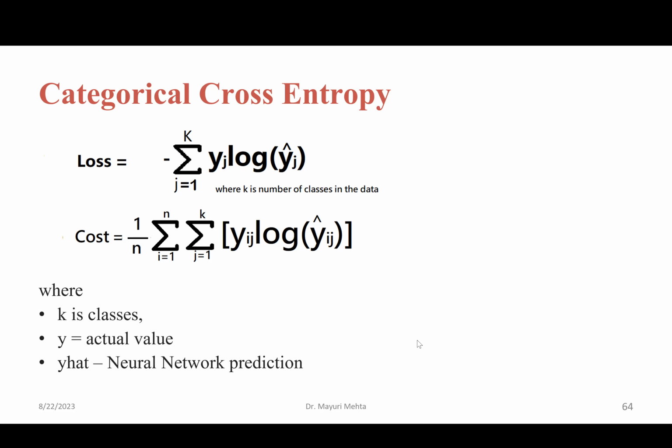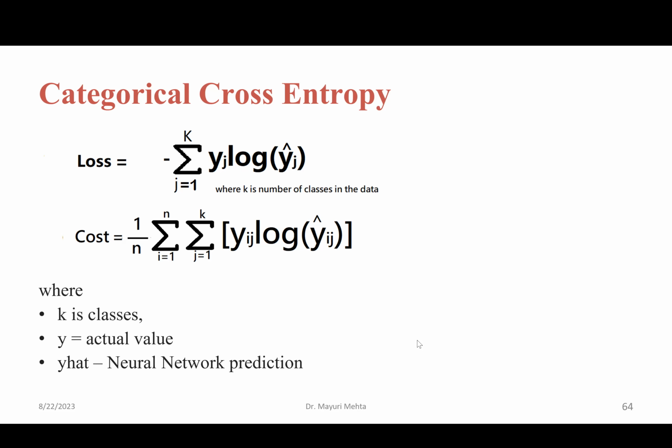One more difference I'll tell you. Loss function: different loss functions can be used for different tasks or problem domains. As we discussed, different loss functions are available for regression problems. Different loss functions are available for classification problems.